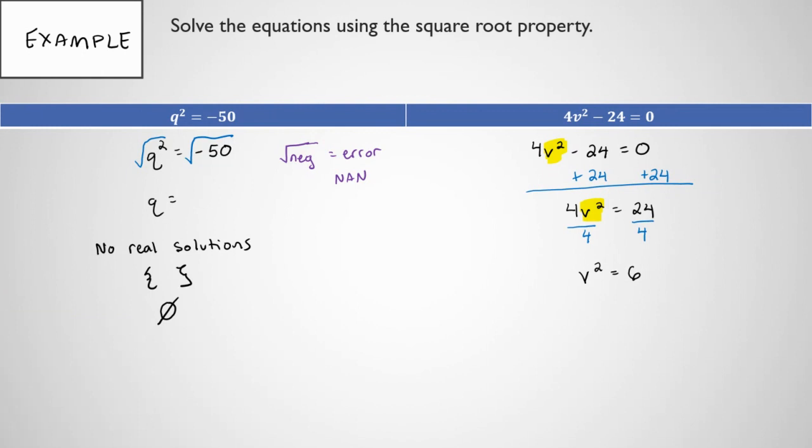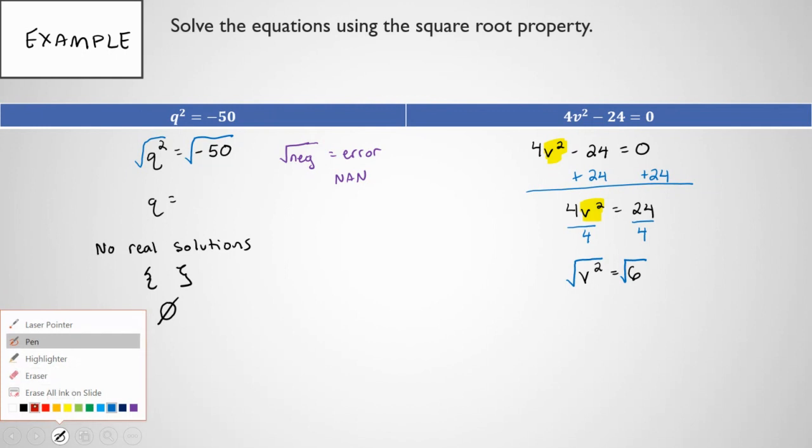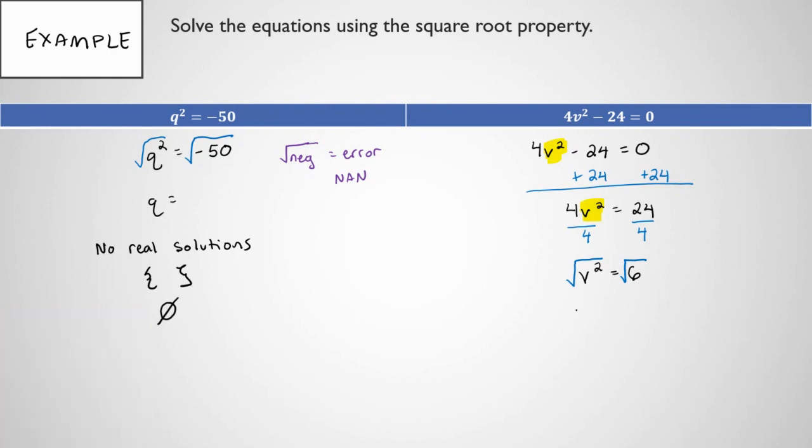Now, this is where your steps differ, because now we have v squared, not v. So now we're going to use the square root property by taking the square root of both sides. So we have the square root of a square that cancels. We're left with v, and we get plus or minus the square root of 6.